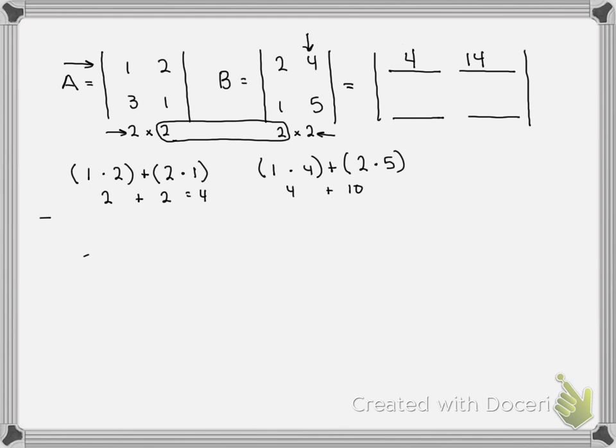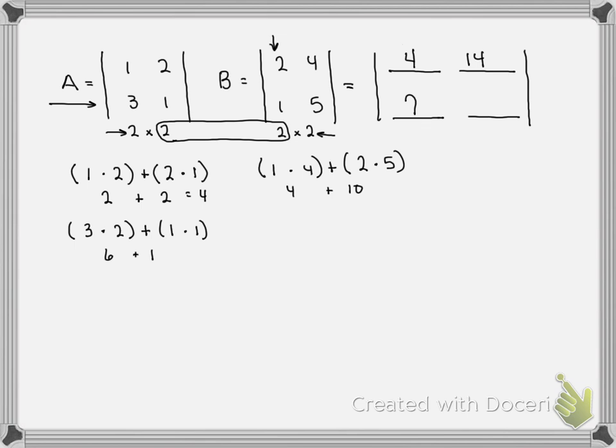Now let's move on to that position in our matrix, which is row 2, column 1. So we'll go to row 2, column 1, and do the same thing. The first entry in row 2 times the first entry in column 1 plus the second entry in row 2 times the second entry in column 1. So that's 6 plus 1, and we get a 7.